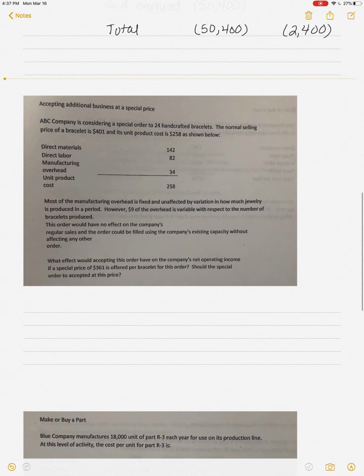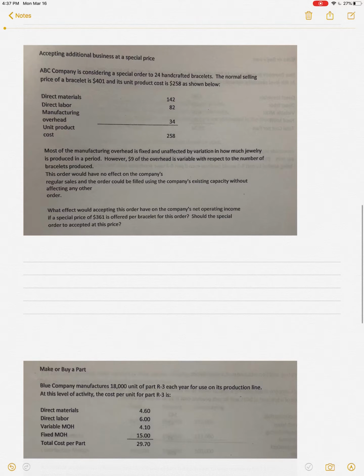Okay, let's look at this next decision. The next decision is accepting a special business. So say somebody calls you up and says, I really want to buy these from you. I'm going to offer to buy a certain amount if you give them to me at this price. What we have to really look at is, what is our contribution margin? How much do we have to make on these products to make a profit? And as long as we're making any kind of profit, we're going to accept that special business.